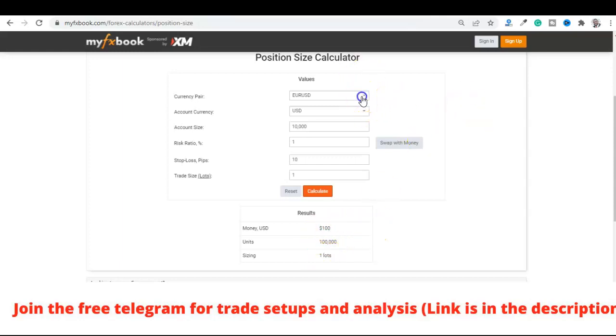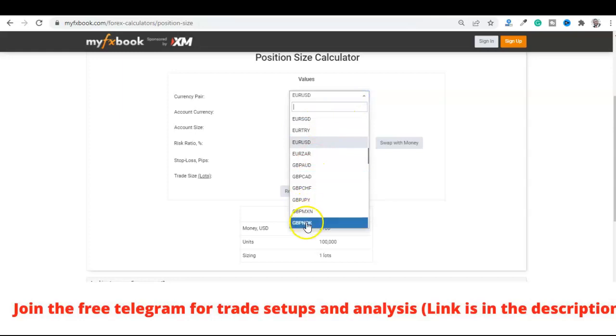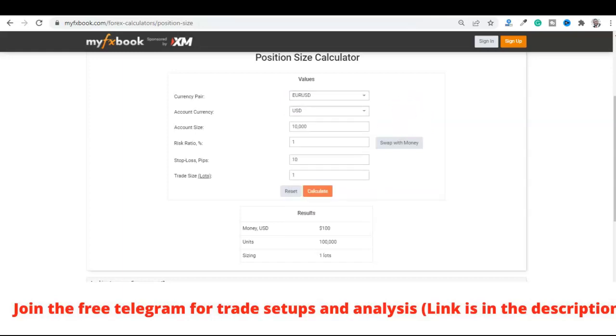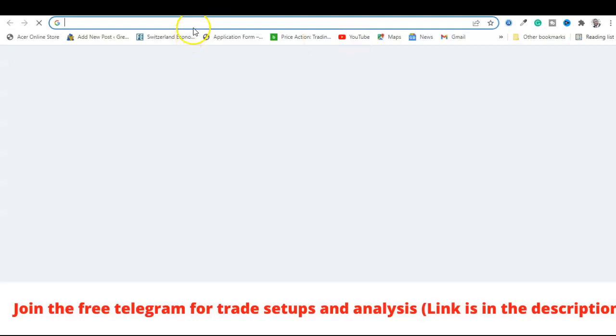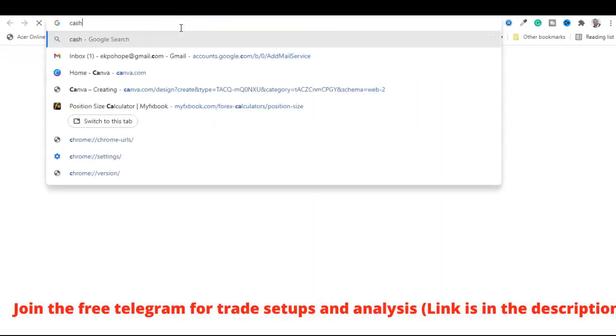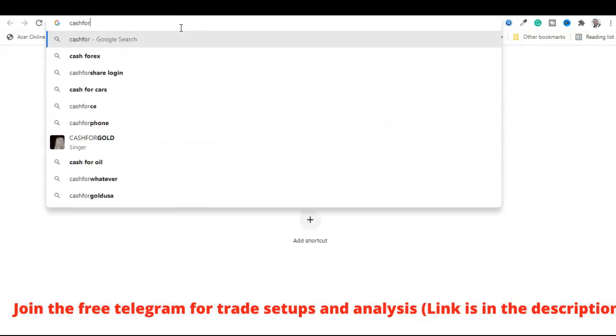Now, if what you trade is not here, maybe I know some cryptocurrency traders, I think crypto is not here. We have gold here. Crypto is not here. For crypto traders, you can go to cashback forex, something like that.